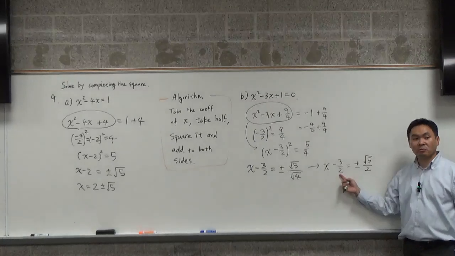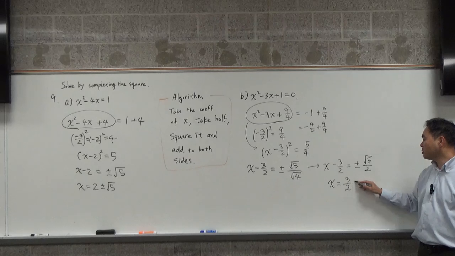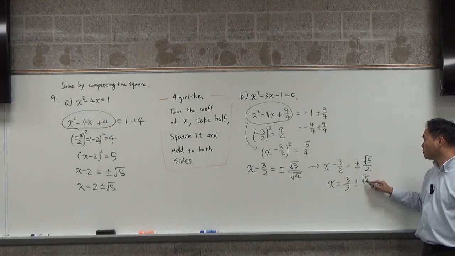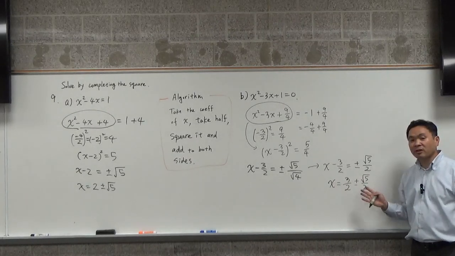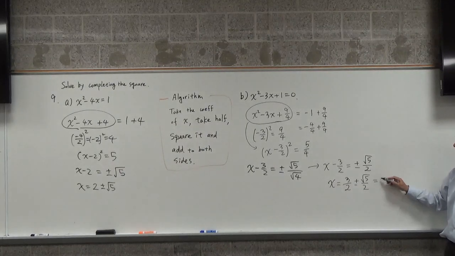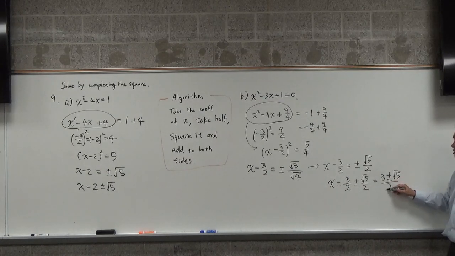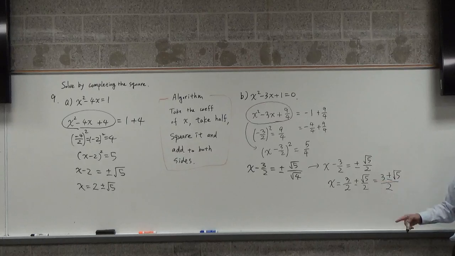And this has to be added to both sides, which gives you x equals 3/2 plus or minus square root of 5 over 2. Now, I'm fine with this answer, but seeing that they both have 2, I guess it's better if you write it as 3 plus or minus square root of 5, all over 2. That's a better way to write down this one. This is simpler.